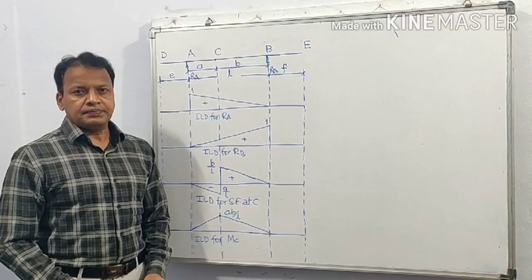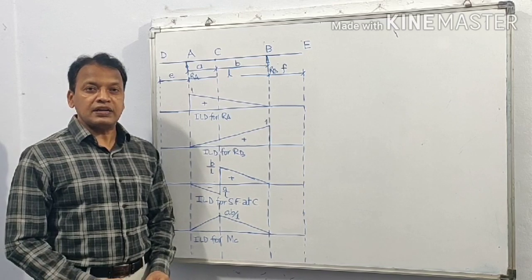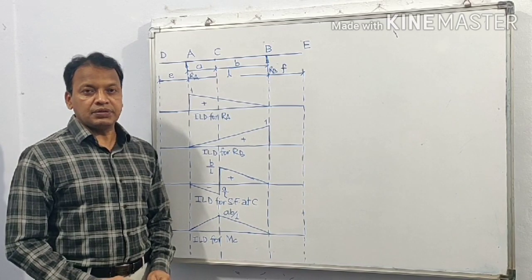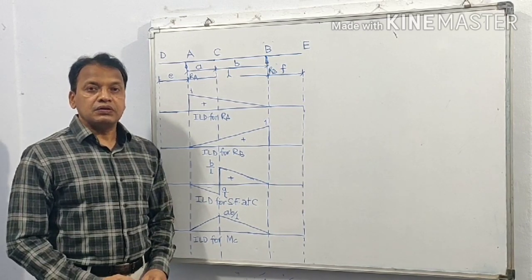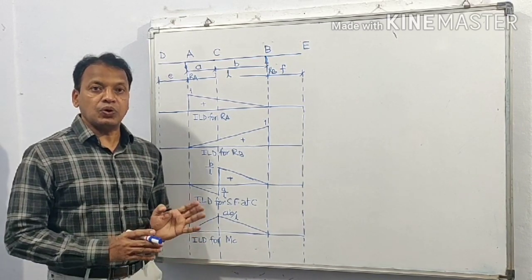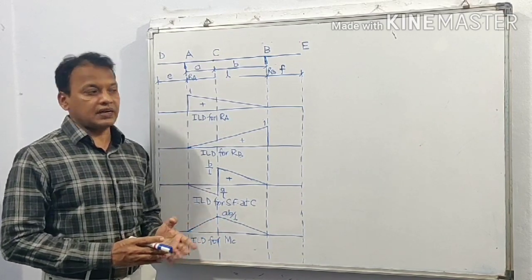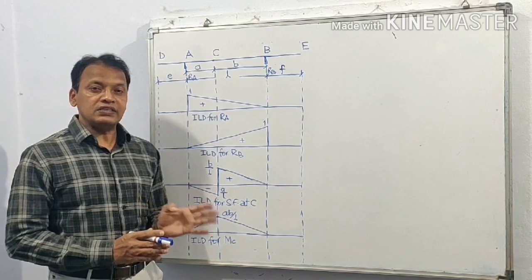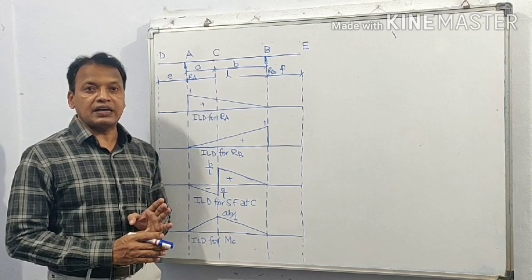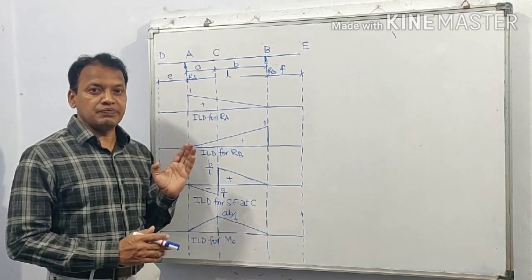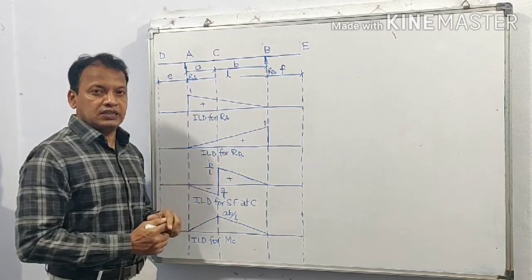Welcome friends. In the previous lecture, we have drawn influence line diagram for overhanging beam and we have solved one example also. While solving the example, we need not make calculations for reaction, shear force and bending moment to draw influence line diagram. Now let us see how, without making calculations, we can draw influence line diagram for this overhanging beam. The overhang may be on any one side or maybe on both sides.